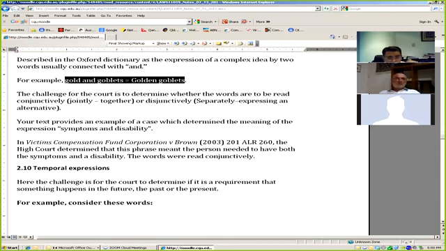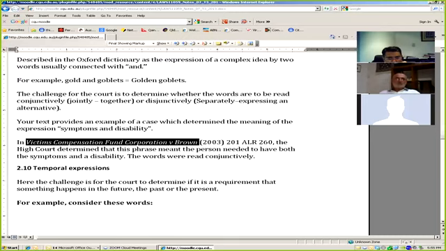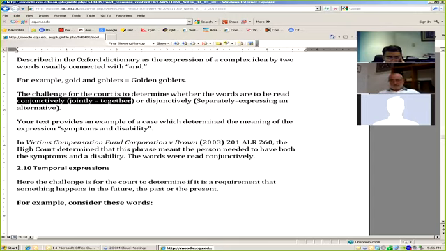Your textbook gives an example of this phrase, symptoms and disability. You can see by the name of the case they refer to, Victims Compensation Fund Corporation and Brown, that the High Court determined that the phrase meant the person needed to have both the symptoms and a disability. So that's reading the words conjunctively, reading them together, saying you need to have both this and this. And that's quite understandable because there's the "and" straight in the middle. And is a conjunctive word.